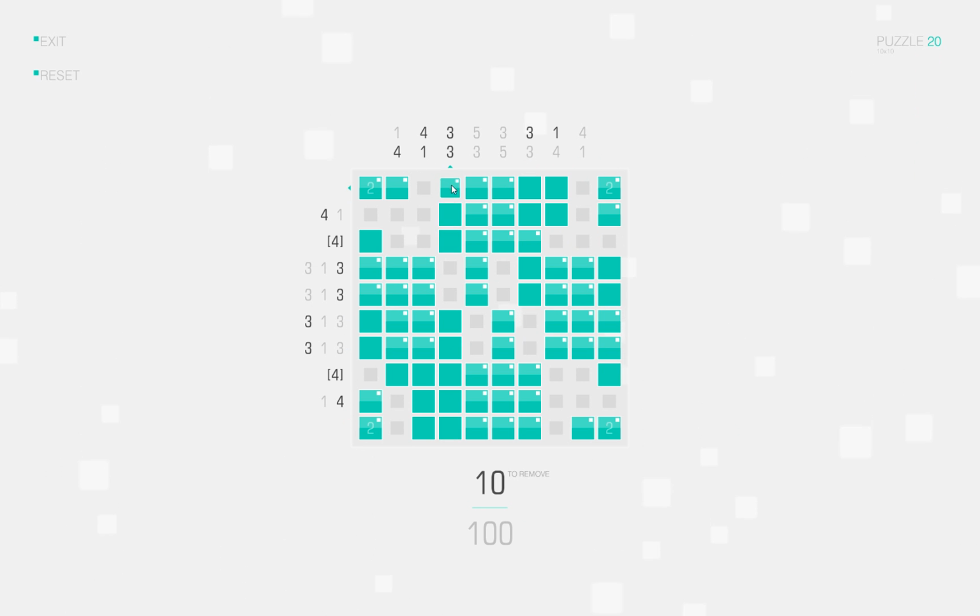3 and 3, the first 3 are here. The last 3 might be these 3, or these 3, or these 3, but this isn't common. Oh, now we fulfill this. We have our 4. We can remove the rest.